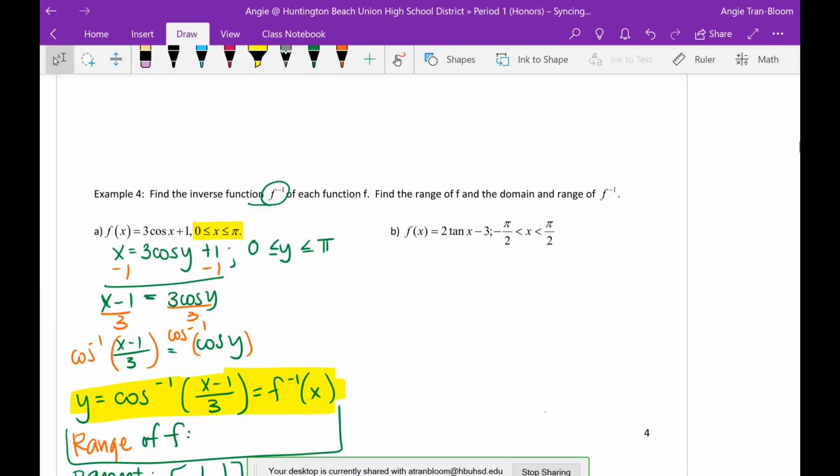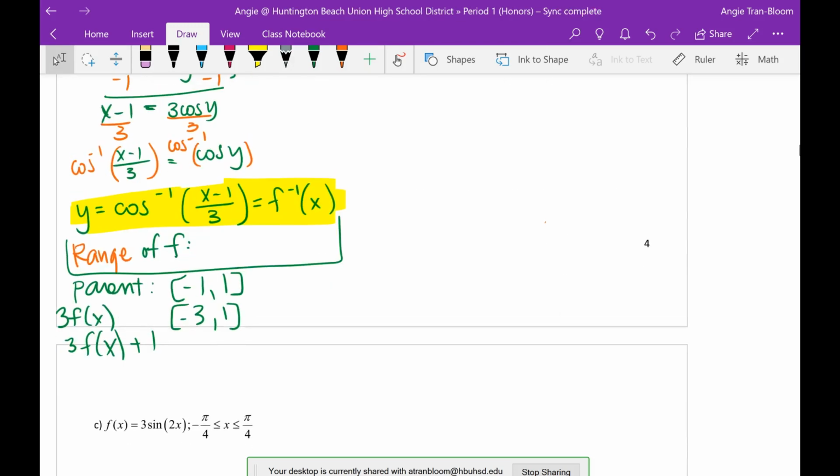Vertical translation, up. It's not in the quantity, so you can't say that it would be a horizontal. So if I go up, I'm sorry, this is -3 to 3. Sorry, fix that. So if I go up by 1, what is it now? -2 to 4. So that's your range of f. Now I have everything I need to find the domain and range of the inverse. Would you guys agree with that?